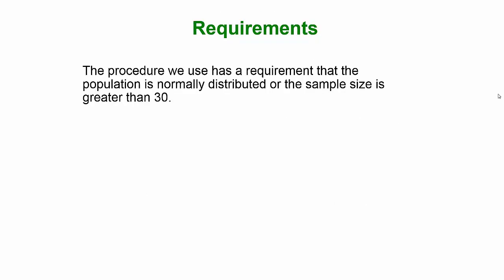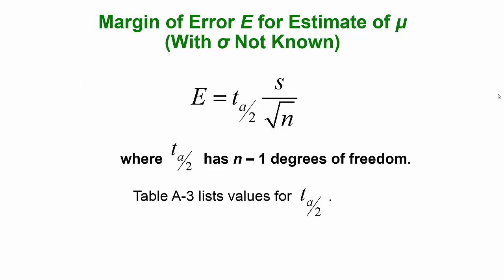The requirements are that the procedure we use has a population that is normally distributed, or the sample size must be greater than 30. The margin of error used for the estimate of mu with sigma not known is E equals t sub alpha over 2 times s divided by the square root of n.